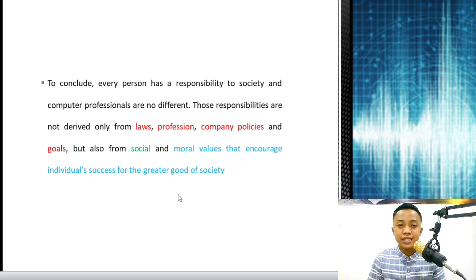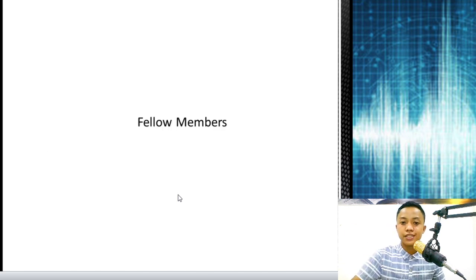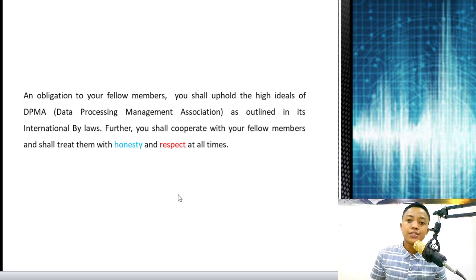Kaya nga po, ang bawat isa ay may responsibilidad. As we are here, nandito po tayo sa Department of Information Technology, we should always do our task and responsibility as an IT student. Fellow members, an obligation to your fellow members, you shall uphold the ideals of DPMA Data Processing Management Association as outlined in its international bylaws. Further, you shall cooperate with your fellow members and shall treat them with honesty and respect at all times.